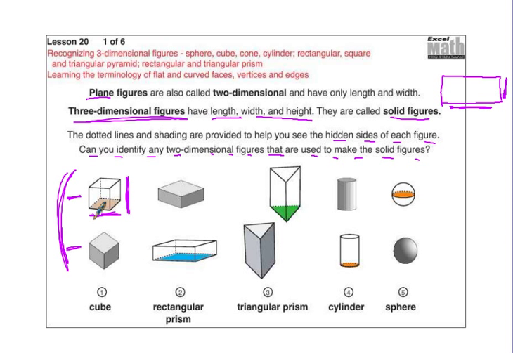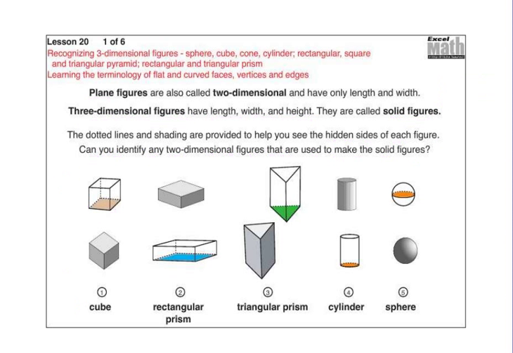Here we have, on this first one, number one, a cube. Let me get rid of the marks here to make this a little bit easier to see. These two here are both called cubes. Do you see any two-dimensional figures that are used to make the solid? You should say that you have squares that make up this solid shape.